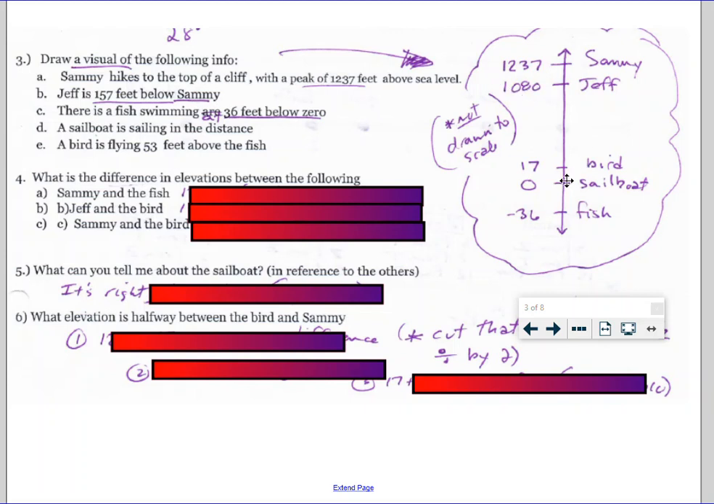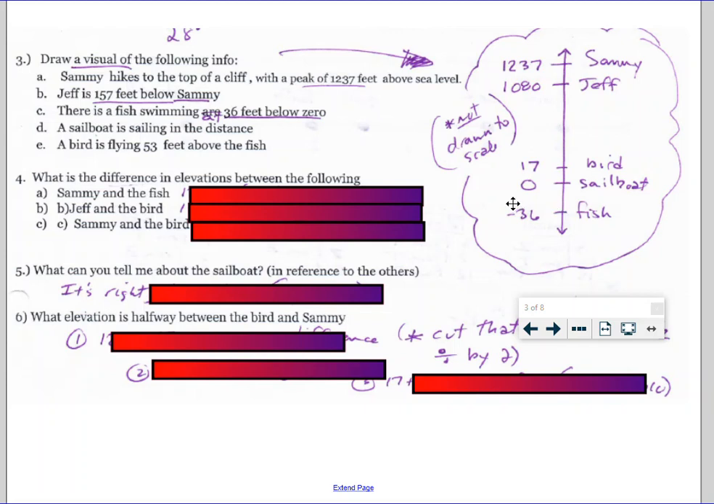The bird was above sea level at 17 feet above sea level. The sailboat is at sea level, that would be 0, and the fish was 36 feet below sea level, or below 0, as they say right there. So that's the order. This was not drawn to scale, but I know I have two very high numbers, and then one number just above 0 and one number not too far below 0 also. So that's what it should have looked like.